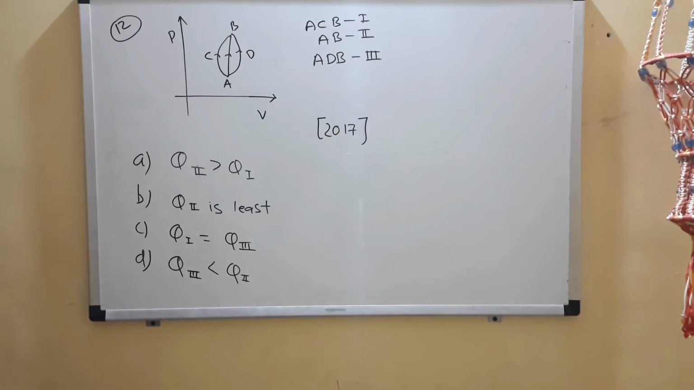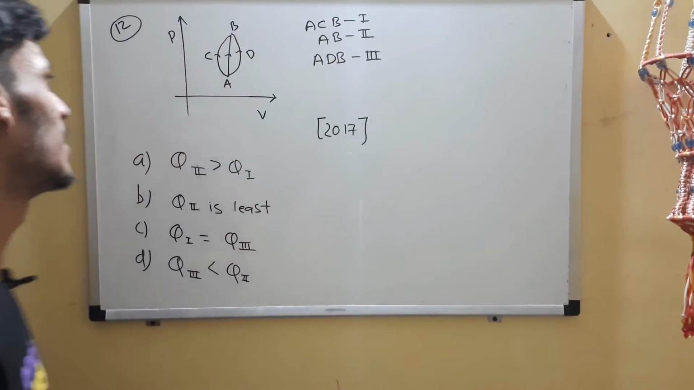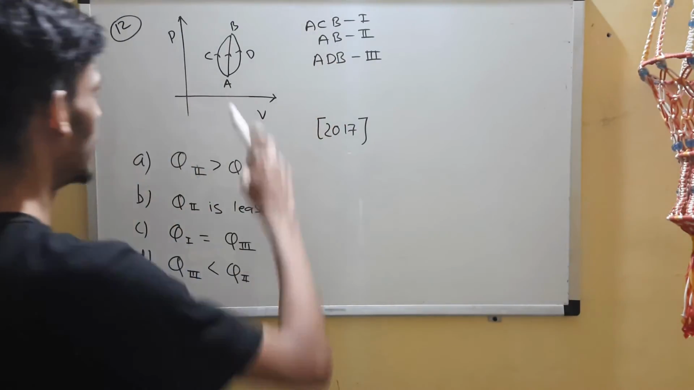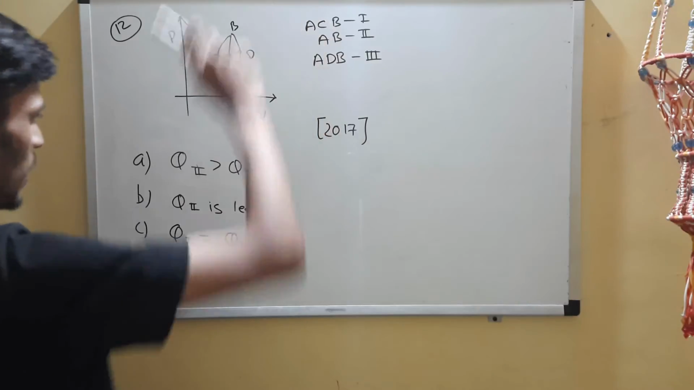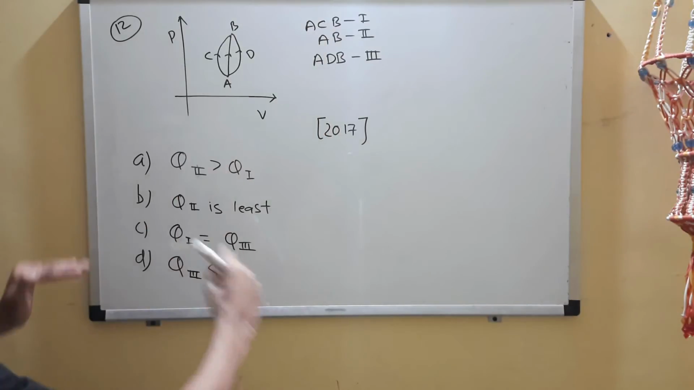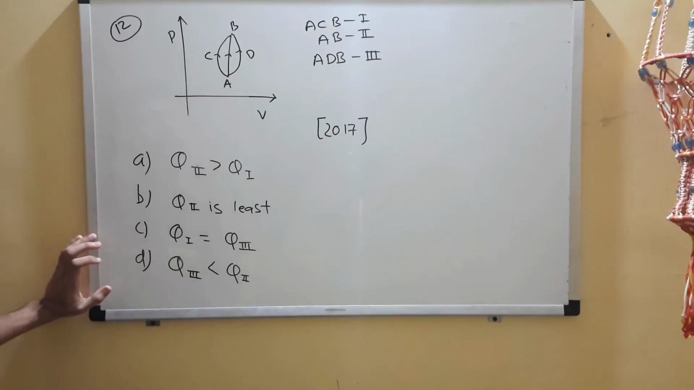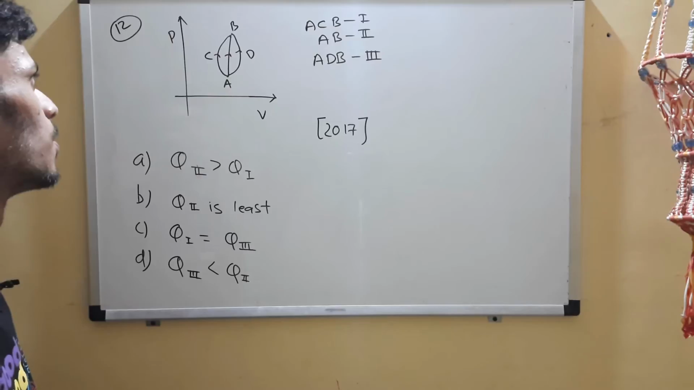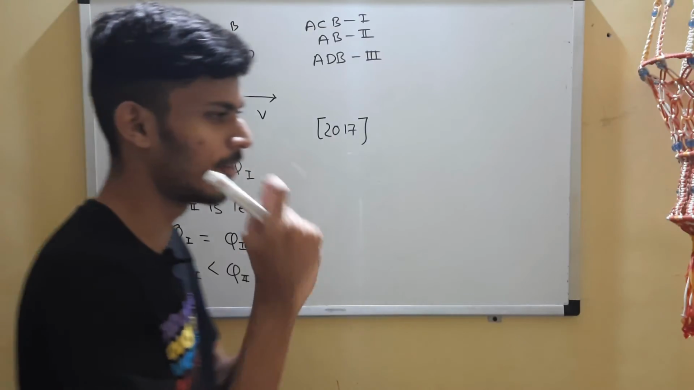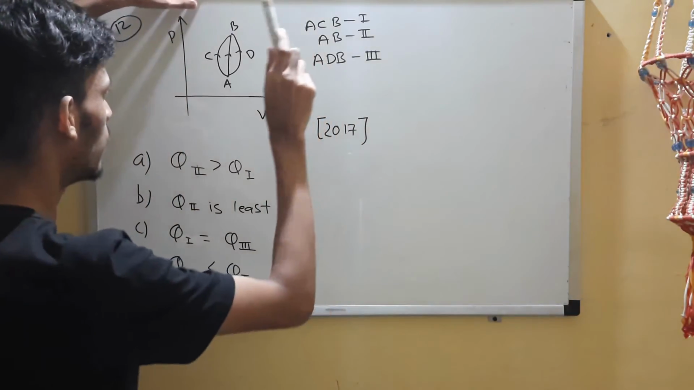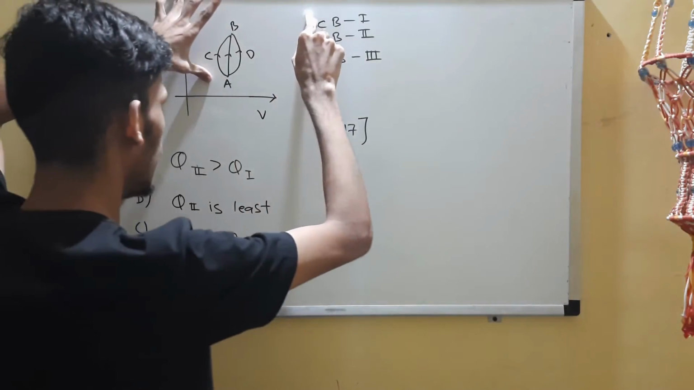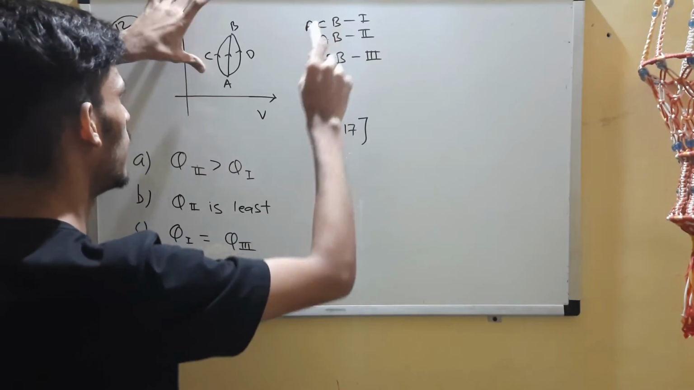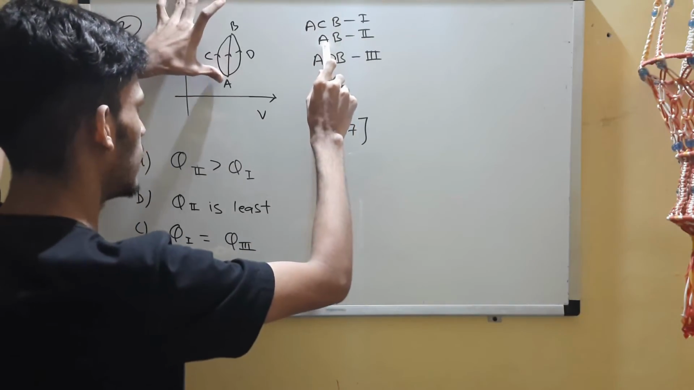Question 12 over here, it is from BITSAT 2017. In this question, you are given a PV graph, and on that graph, you are shown 3 processes: one is ACB, one is AB, and one is ADB. You are supposed to compare their heats, find the relation between their heat, and then tick the option which is correct. One very important thing to note is that each of these processes starts at state A and ends at state B. Process 1 starts at A and ends at B, process 2 also starts at A and ends at B.